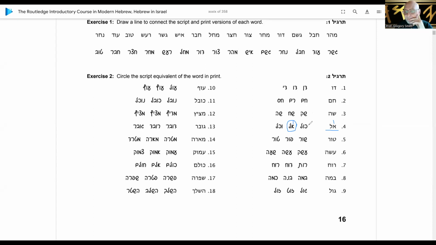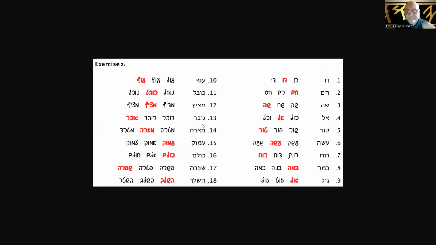So it can't be this one. That starts with a kaf, and this one starts with a vav. So those are out. So it's the second one for number 4, El, meaning mighty one. And there it is right there. They've got it lit up in red. There it is, El.